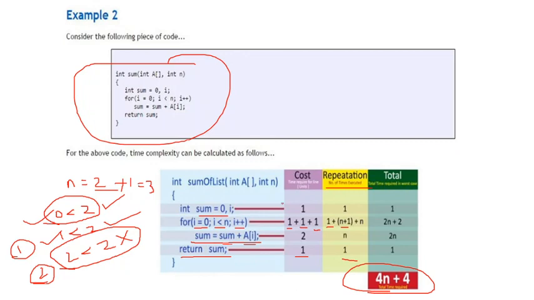I hope you understand this. This is for the line and this is for the repetition. When we multiply these both, we get the total amount, and for this total we do the addition, then we get 4n plus 4 for this program.